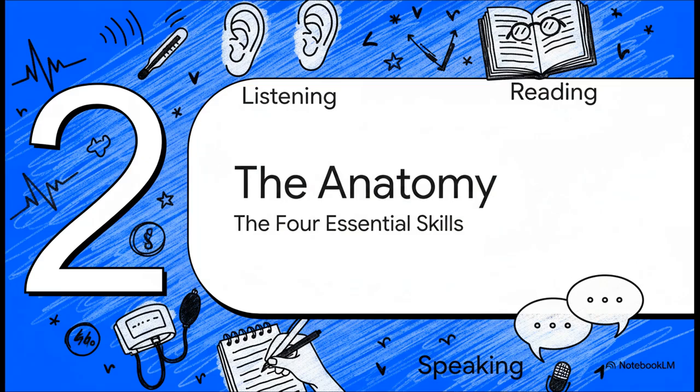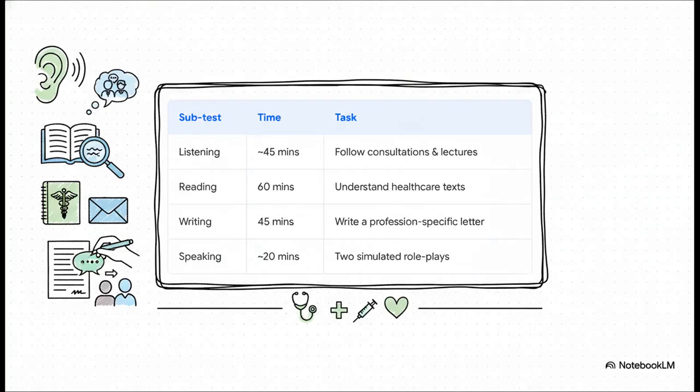Okay, we've got the logistics down. Now let's really dissect this thing. We're going to look at the four main parts of the exam. I kind of think of them as the vital signs of your communication skills: listening, reading, writing, and speaking. This right here is a perfect snapshot of the whole exam. You'll be doing tasks that are pulled straight from your workday, listening to patient chats, reading articles, writing referral letters, and even doing role plays.